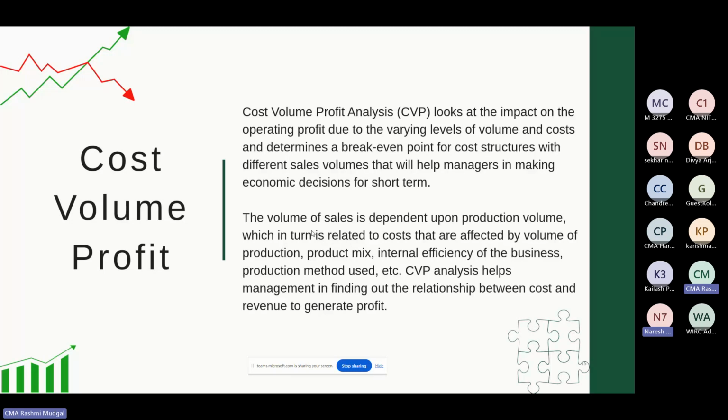Firstly, cost volume profit analysis affects the changing cost on the profit figures of a firm, and helps find the volume of units to sell to cover the cost. So here we go, it's the reverse. Somewhere we do the back calculation: if I sell this, do I get my profit or not? At first, we used to see sale minus cost equals my profit. Now I start with the profit that I want to earn. What should be my volume? What should be my cost?